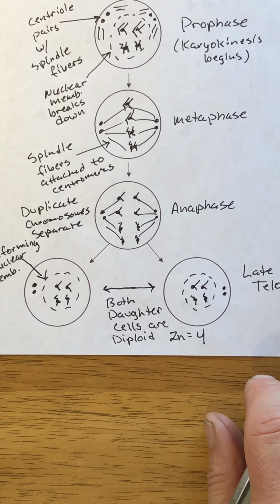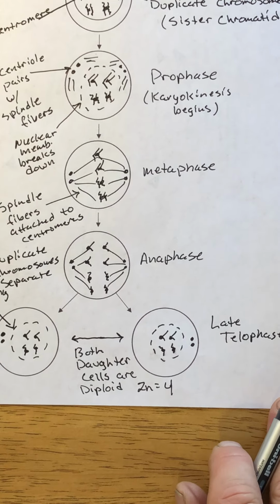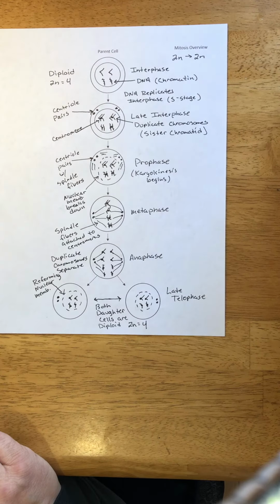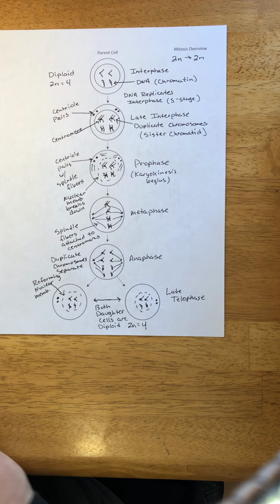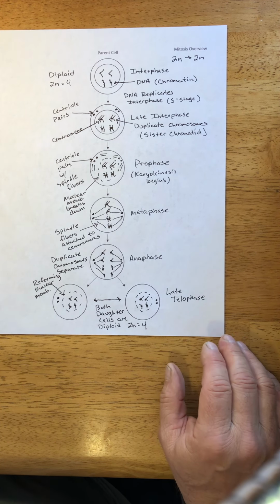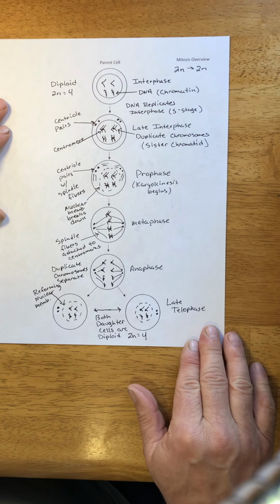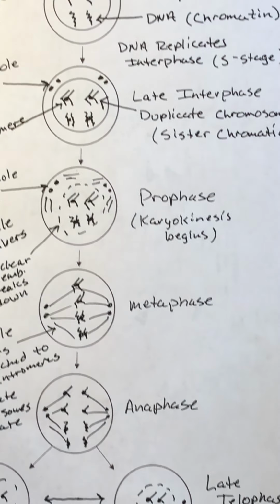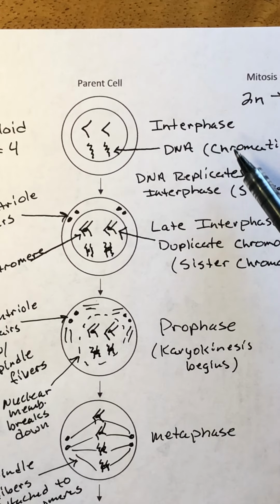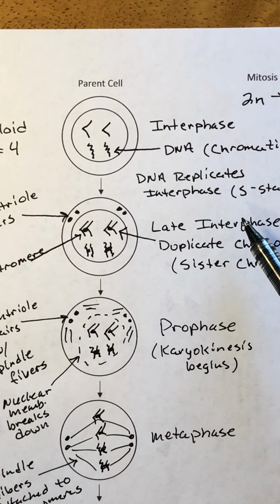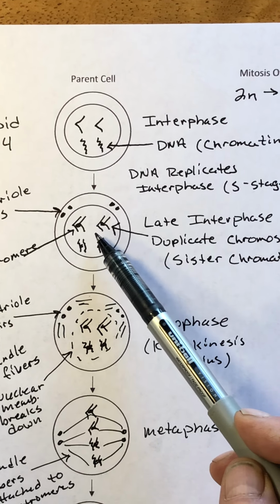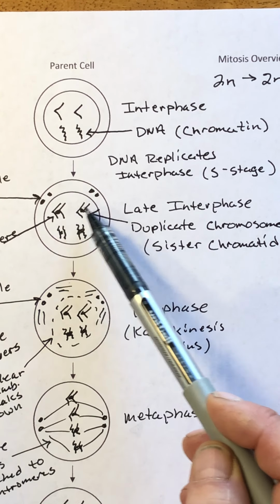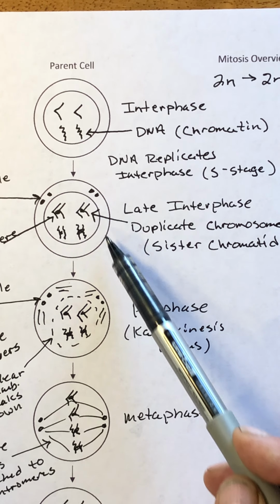So I'll try to bring it to the top here and let you see the overall diagram, and then we'll focus in and zoom in and let you see the individual phases of mitosis. And so we start with interphase, and DNA is going to replicate during the S stage. By late interphase, we have the duplicate chromosomes, or sister chromatids, held together by the centromere. In animal cells, you have the centriole pairs forming.